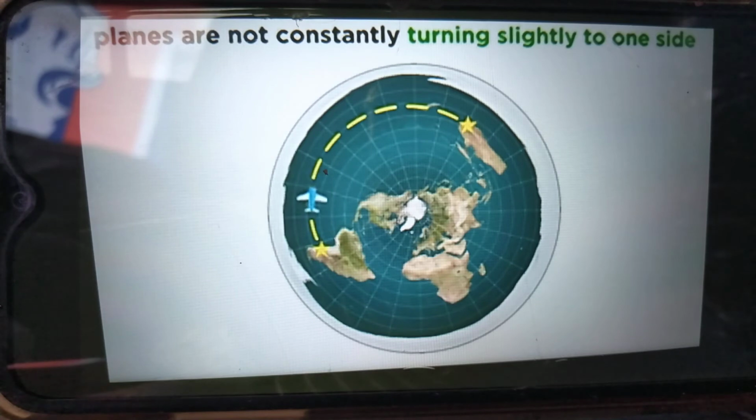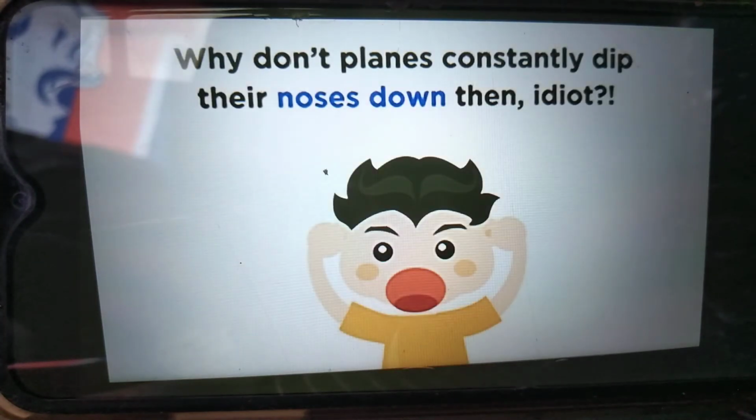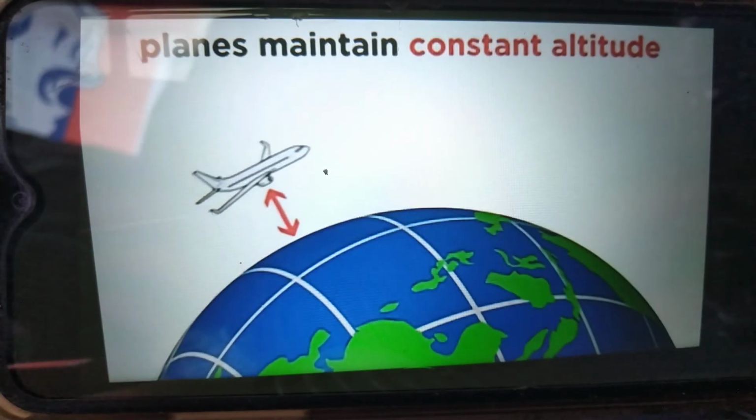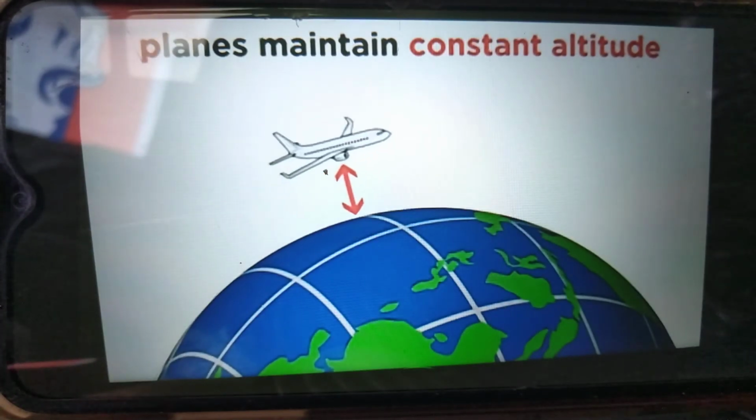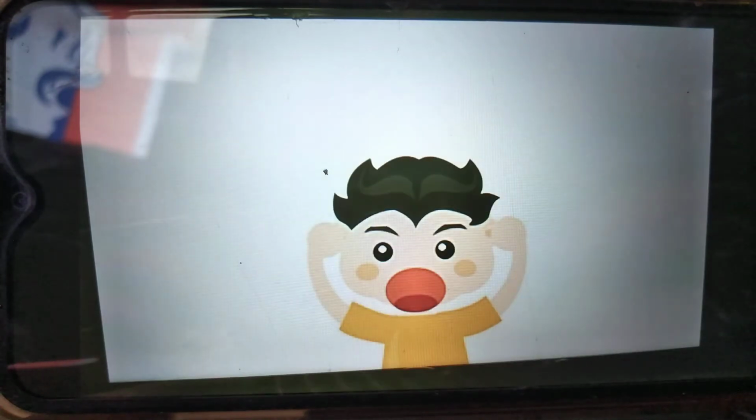First of all, the fact that these are arcs at all is totally nonsensical. Planes don't constantly turn slightly left or right. They lock into a flight path and go straight. Flat Earthers like to whine about how planes don't constantly dip down to match the curvature of the Earth, but that's because they have no clue how planes work, since they maintain constant altitude, and altitude conforms to the curvature of the Earth. So how do Flat Earthers deal with this information?